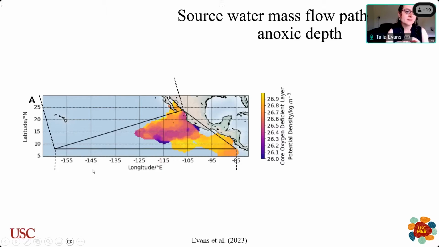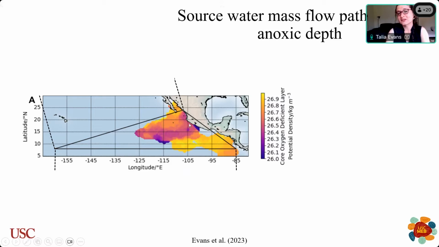Now I'm looking at where basically the middle of it is, so the core of that layer. And we have this sort of triangle for the boundaries of the ODZ. In purple is about the 26.0 isopycnal, so thinking 70 to 100 meters. And in yellow is more the 26.9, 27 isopycnal, so thinking 800 to 900, maybe 1,000 meters, depending on where you are here.